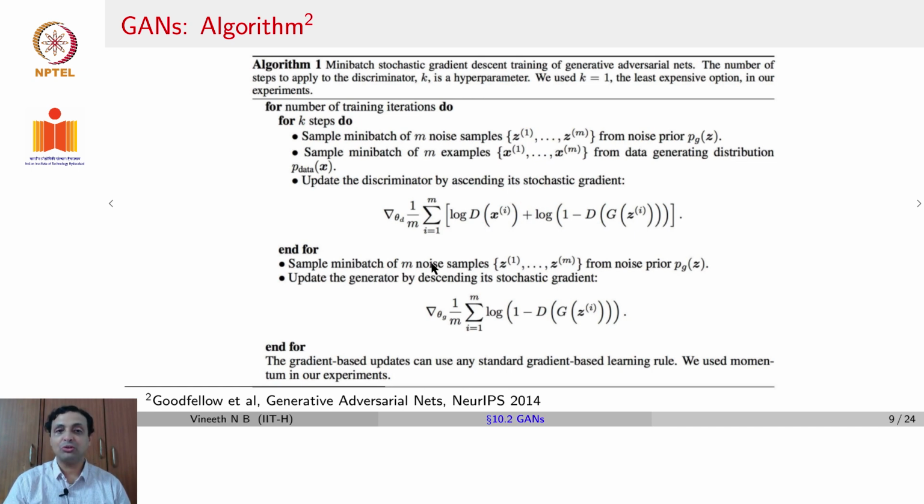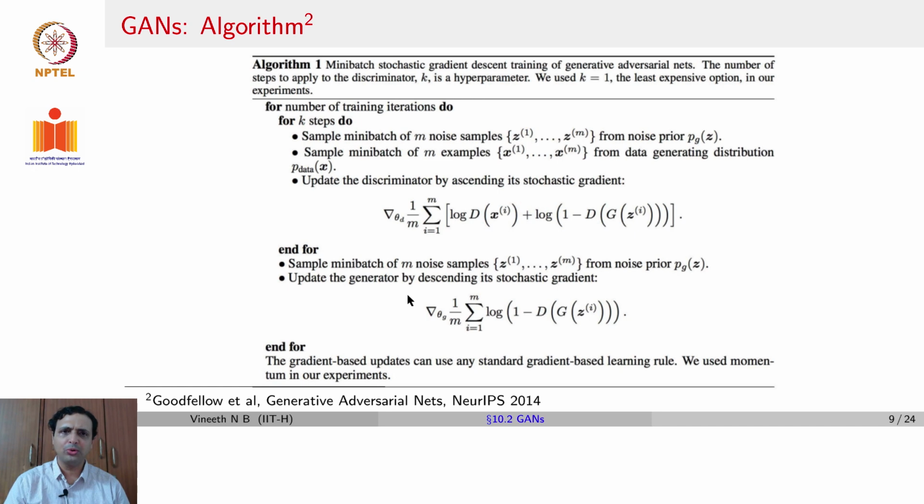So you sample a mini batch of m noise samples from the noise prior, and update the generator now by descending its stochastic gradient, because for the generator we wanted to minimize over the second term in the objective. The first term in the objective anyway did not depend on G, only the second term depended. So we now like to minimize log of 1 minus D of G of z with respect to the parameters in the generator network G. Now this is repeated over training iterations, and this is used to finally come up with a model for the generator.